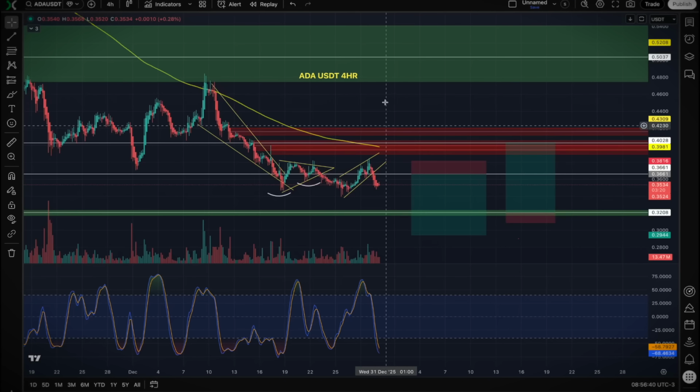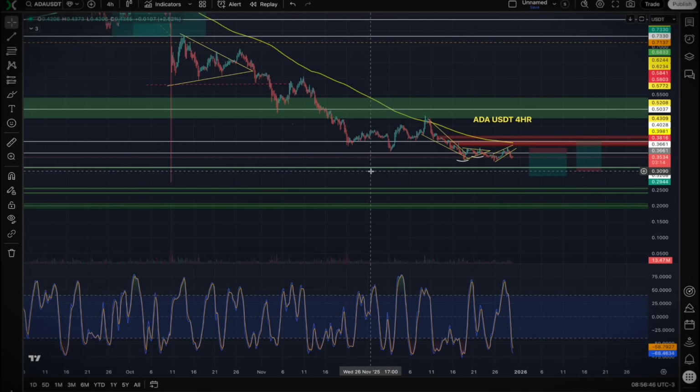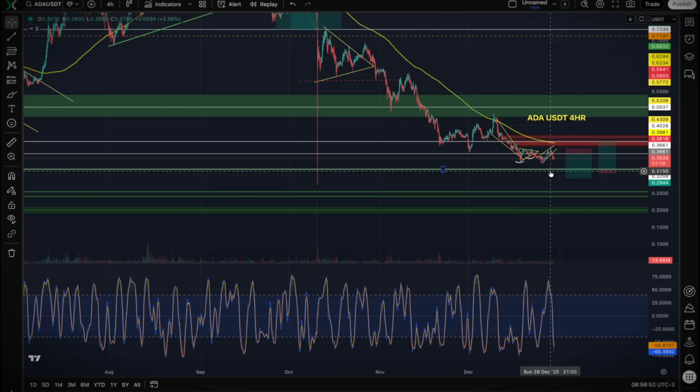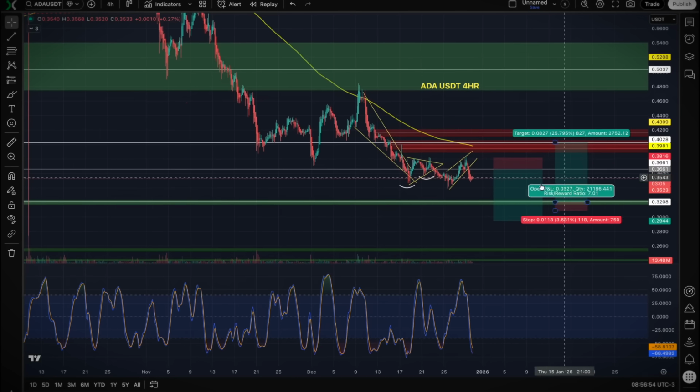Hi everyone, we're going to take a look at ADA today to see how the price action is currently faring. Now, ADA's been in a strong downtrend for a little bit of time now, at least since the October liquidation event, one of the biggest in crypto history. And now you see the price action has been bleeding downwards, essentially.